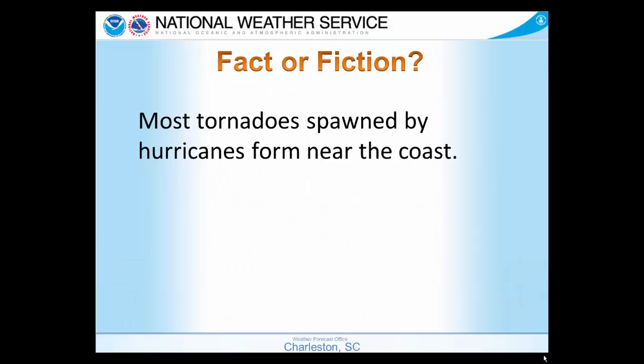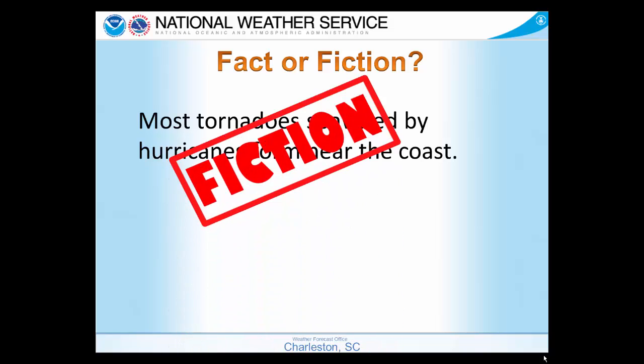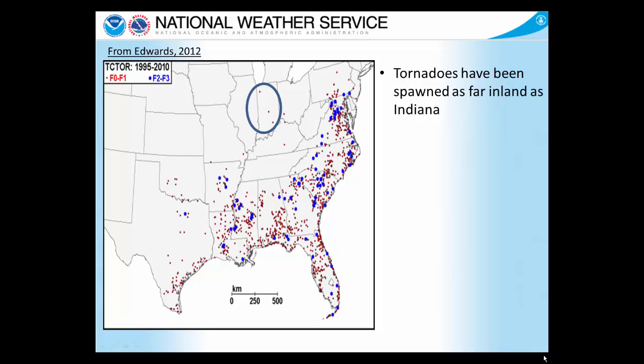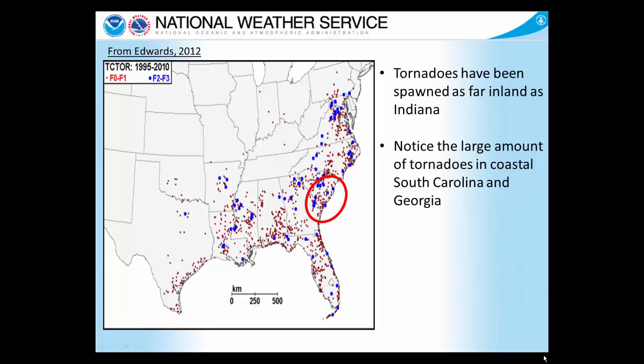Okay, final statement. Fact or fiction? Most tornadoes spawned by hurricanes form near the coast. This is fiction. Here's a map taken from Edwards 2012 of all the tornadoes spawned by hurricanes and tropical storms from 1995 to 2010. Note that tornadoes have been spawned as far inland as Indiana. Also notice the large amount of tornadoes in coastal South Carolina and Georgia during that period.